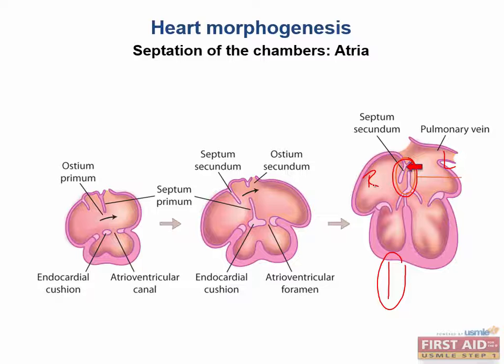The remnant of the foramen ovale is going to be called the fossa ovalis. It is a small depression that you can see in the atrium. Now what happens if this fusion does not occur and you do not get a fossa ovalis?